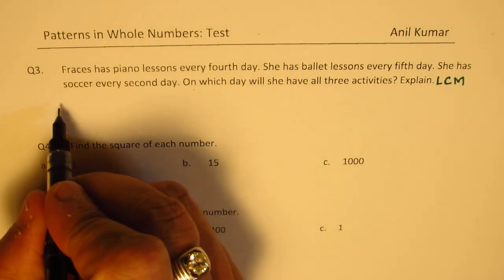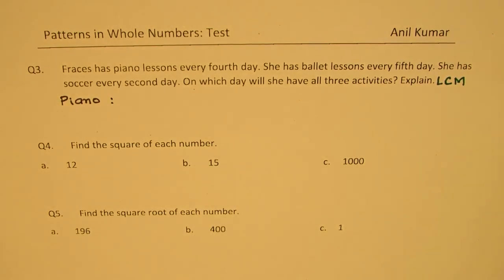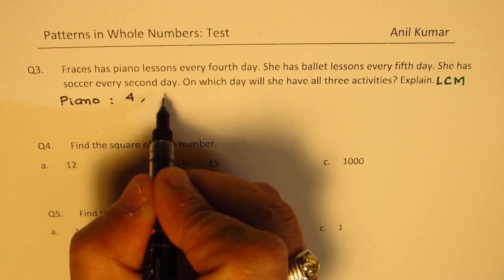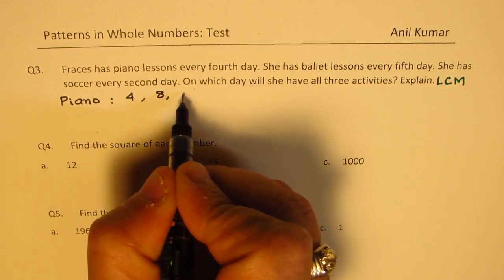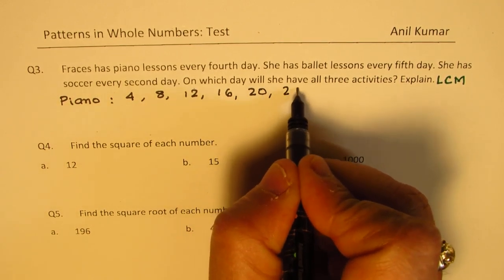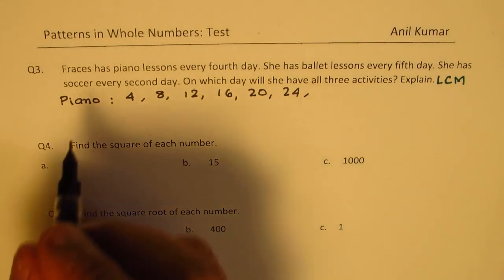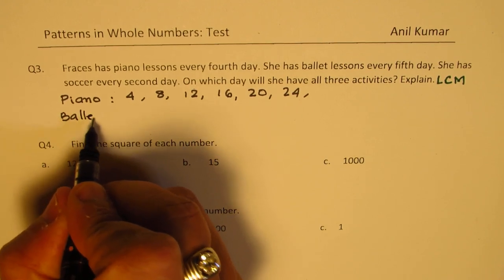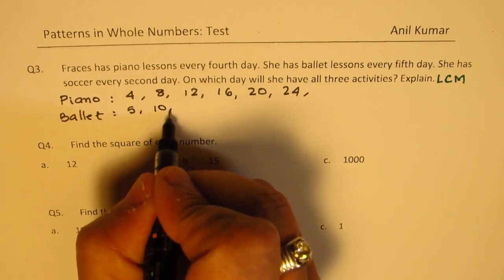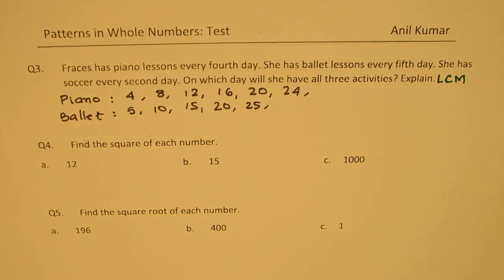Let's begin with the piano lessons. Piano lessons are every fourth day. That means on the fourth day, so multiples of 4 should be 4, 8, 12, 16, 20, 24, and so on. Now, she has ballet lessons every fifth day. So, ballet lessons every fifth day means 5, 10, 15, 20, 25, and so on.